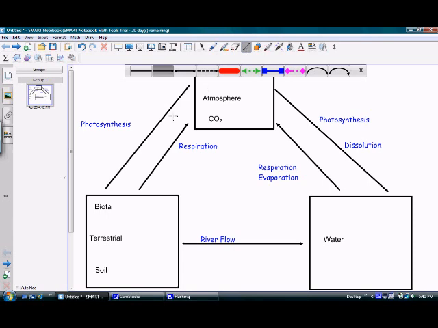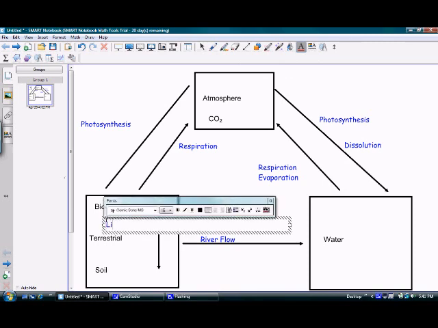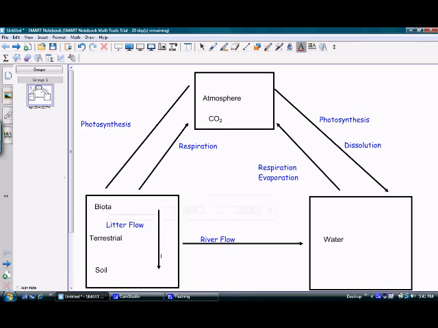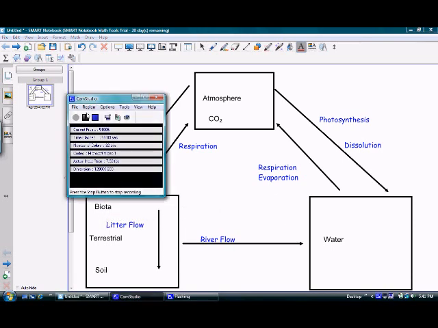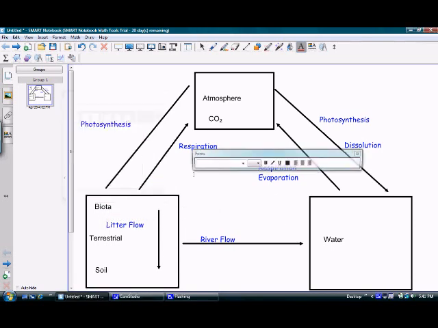And lastly, another flux is within the terrestrial pool from the biota into the soil. This is done through litterfall, or when biota die off and then fall on the ground and get decomposed and turned into soil. These are all the major fluxes and pools.